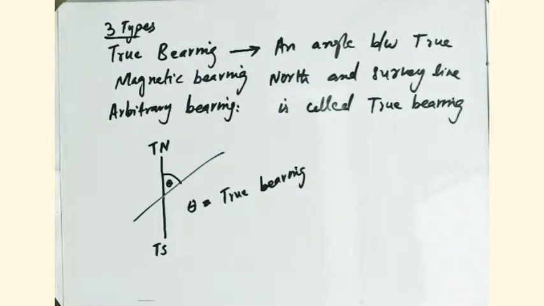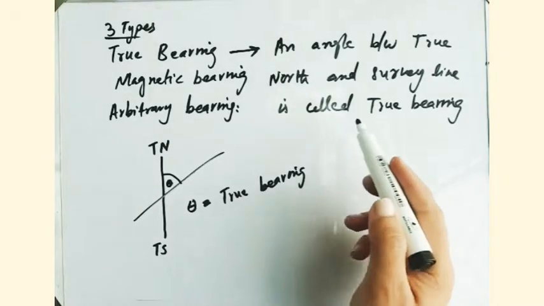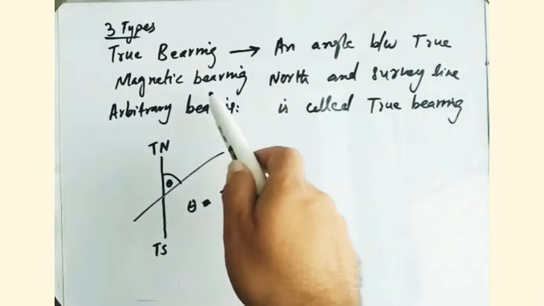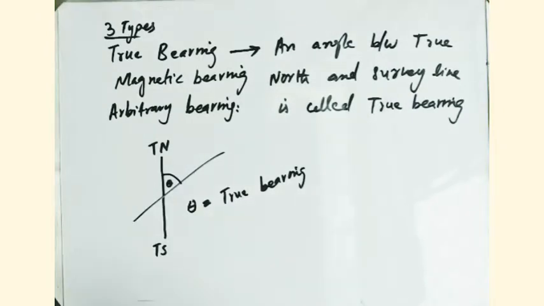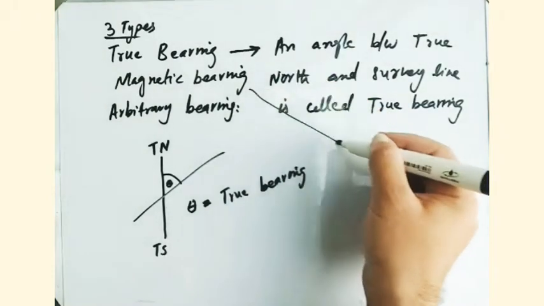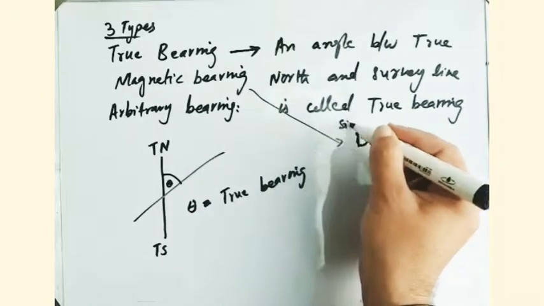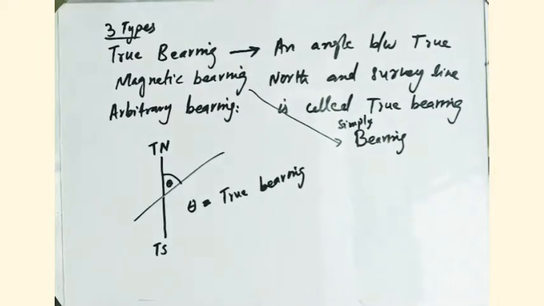Now, what is magnetic bearing? An angle between a line and magnetic meridian is known as a magnetic bearing. Magnetic bearing kya hota hai? Agar magnetic north ke saath koi bhi survey line angle banaye to usko kehte hai magnetic bearing. Usko simply aap log bearing bhi kehte hai.